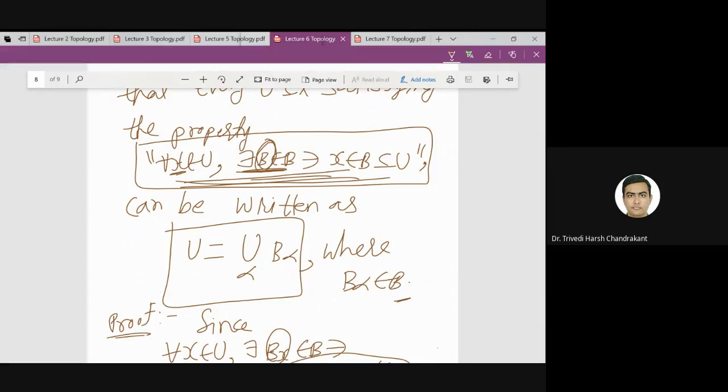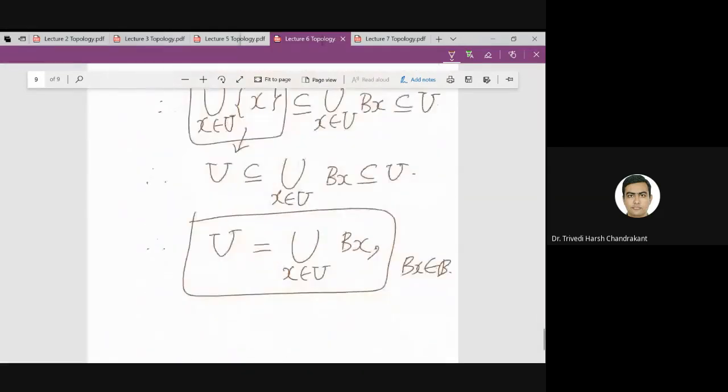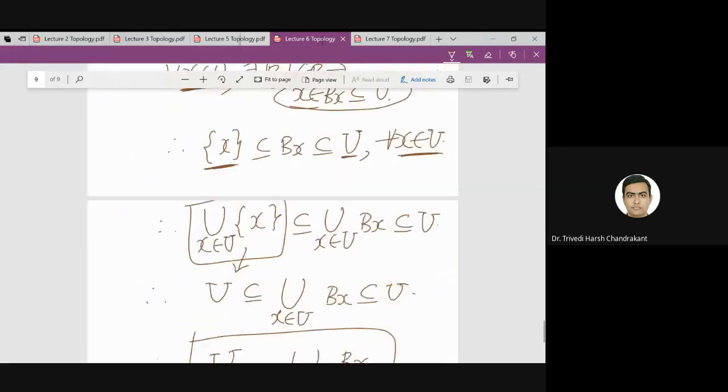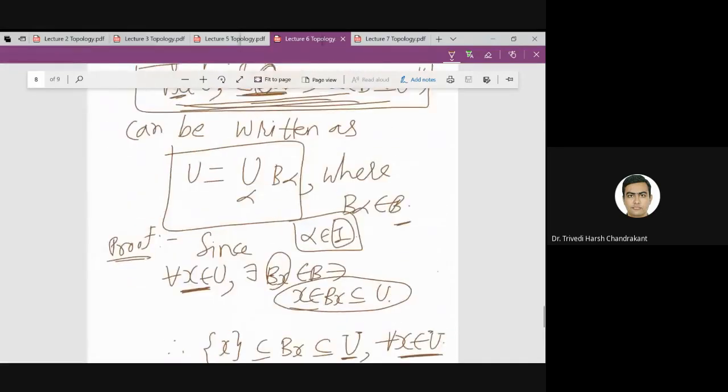Right, so here alpha is an element of I. So we have to find some I here. So what is I basically here? I is nothing but U in this case. The index set is U itself. So therefore, we have proved the converse also.